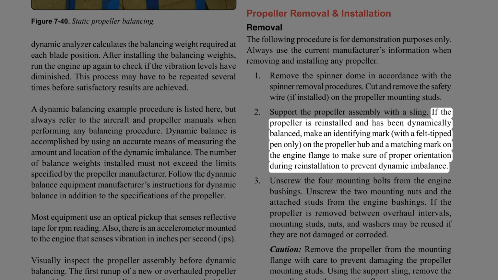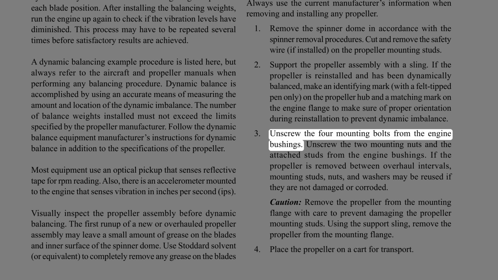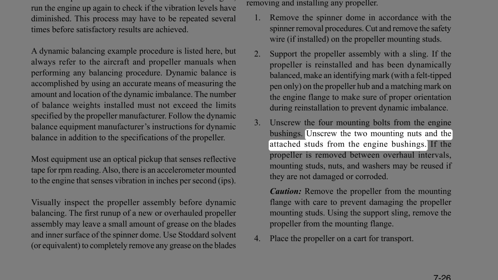If the propeller is reinstalled and has been dynamically balanced, make an identifying mark, with a felt-tipped pen only, on the propeller hub and a matching mark on the engine flange to make sure of proper orientation during reinstallation to prevent dynamic imbalance. Unscrew the 4 mounting bolts from the engine bushings. Unscrew the 2 mounting nuts and the attached studs from the engine bushings.